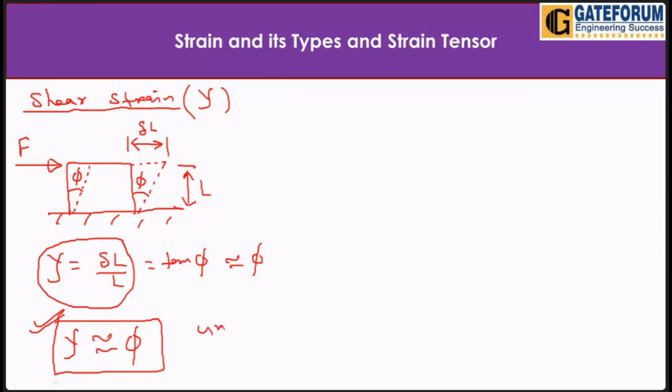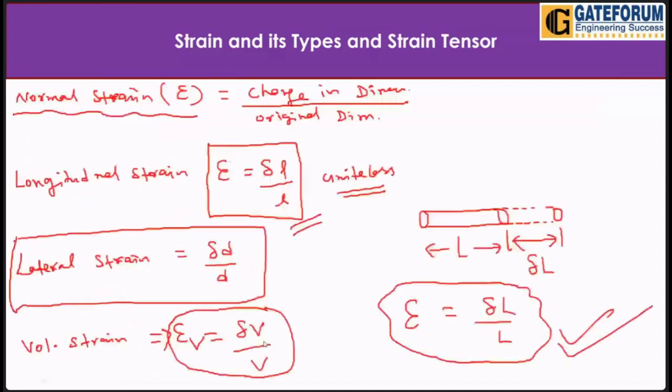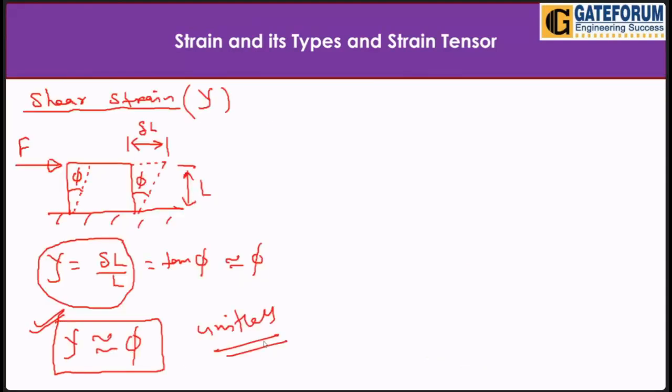Also unitless here. Whenever we have strain, it is always unitless. No unit for the strain. So here we have shear strain as well as normal strain. Longitudinal is change in length to original length, lateral is change in diameter to original diameter, and volumetric is change in volume to original volume. For every type of strain, unitless. Do not put any type of unit. I'm telling you here.